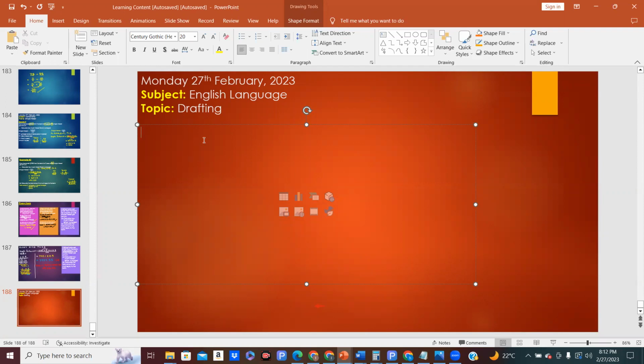So the draft just comes before. It's like writing down your ideas. Say it again. It's like writing down ideas. Yes, it's like writing down ideas. Very good. So we can begin with this first heading, shaping your writing.